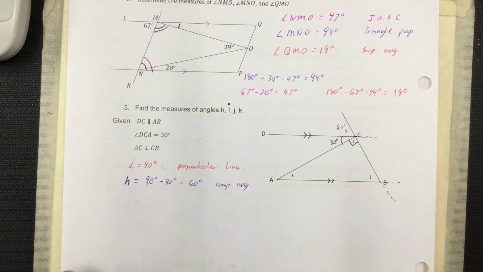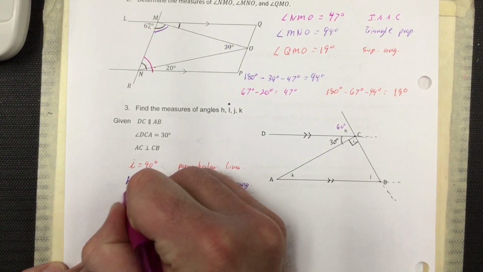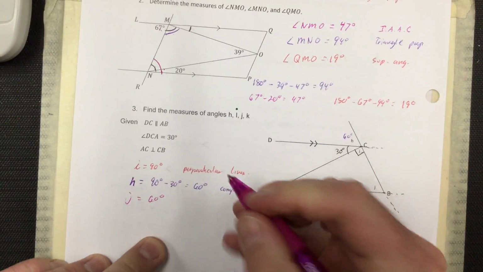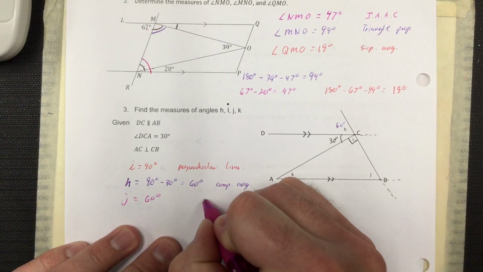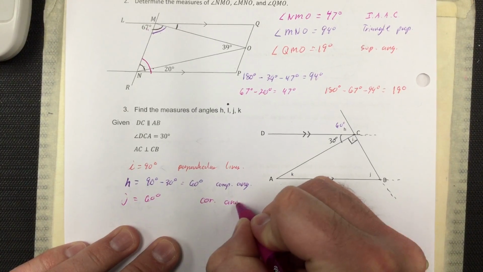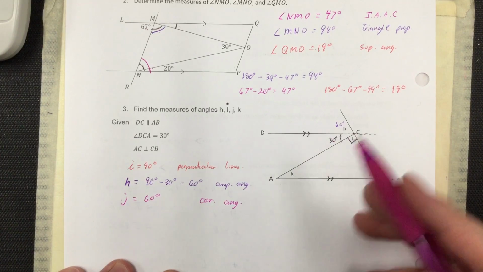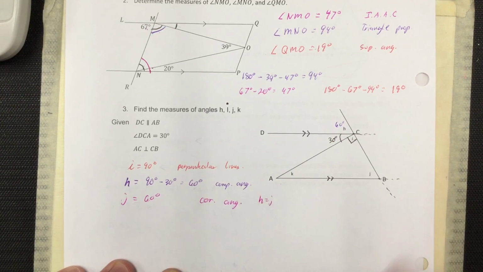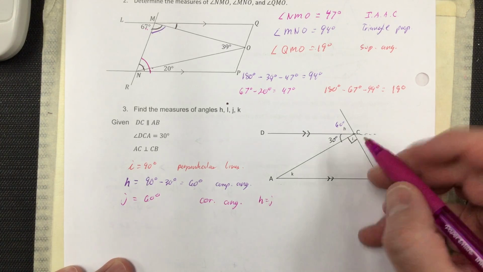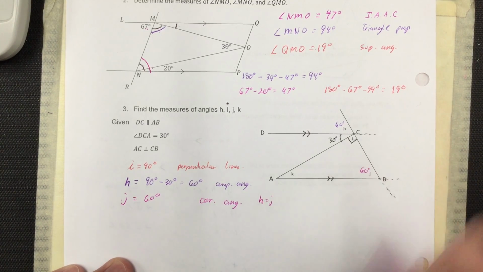So these 4 angles, count this as one angle, and then these other ones are the same as these angles right here. So that means that J has to equal 60 degrees because of corresponding angles. Okay, these are corresponding angles. So H and J, H equals J, that's why. Corresponding angles, H and J. So that is 60 degrees right there.